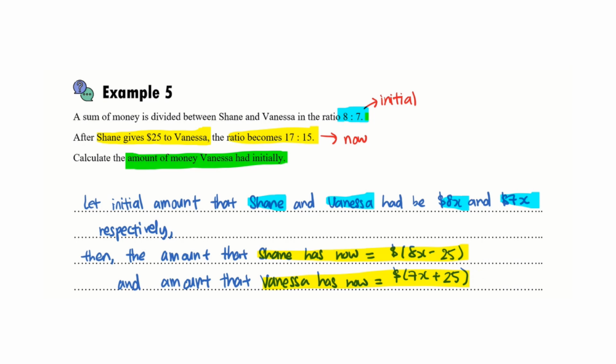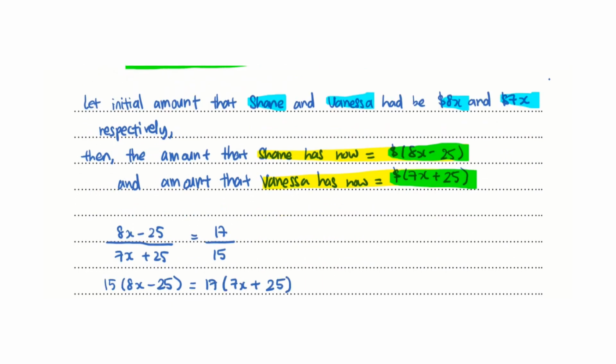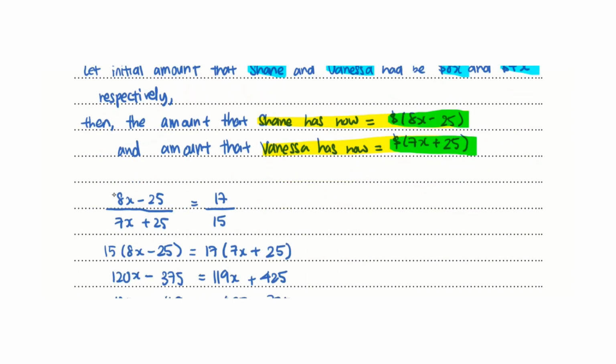Now, we also realize that the question specifies that the ratio has become 17:15. So the ratio of 8x minus 25 and 7x plus 25 should be equals to 17:15. Earlier on, I said that ratios are interchangeable with fractions. Hence, we arrive at this equation, which is 8x minus 25 over 7x plus 25. It will be equals to 17/15. Because these two ratios are equal, the fractions will be equal as well.